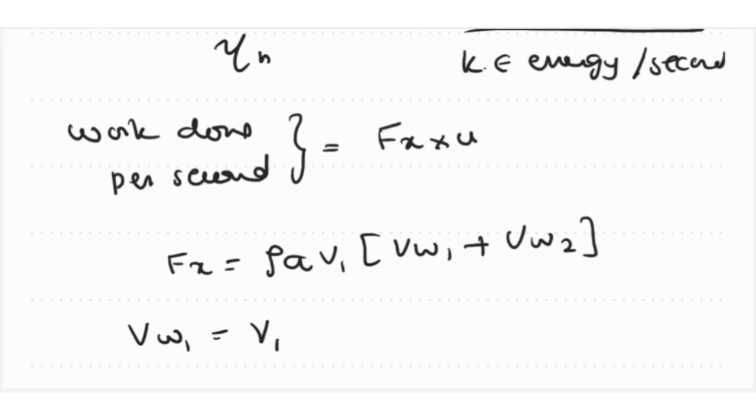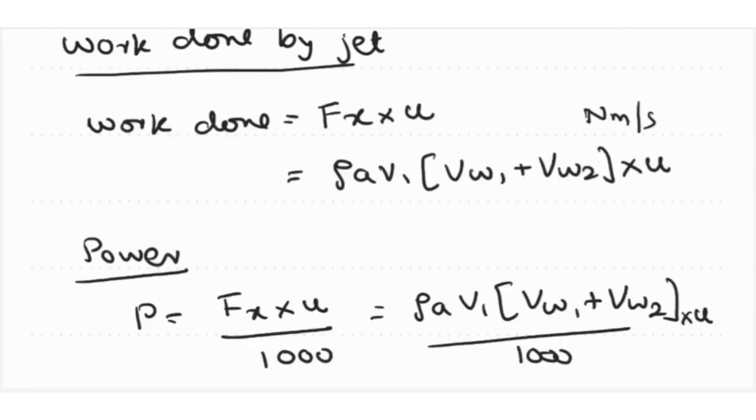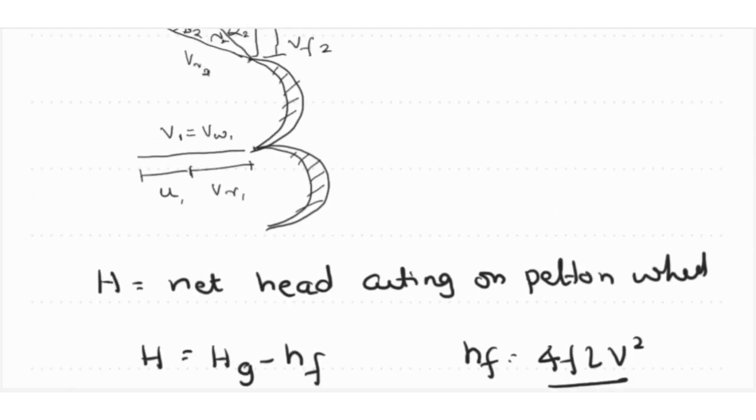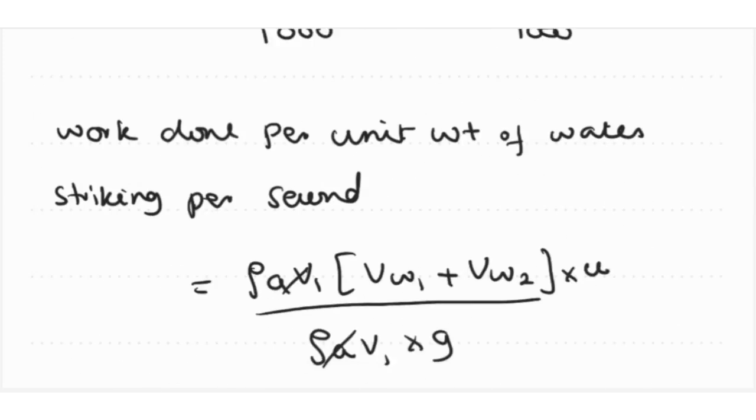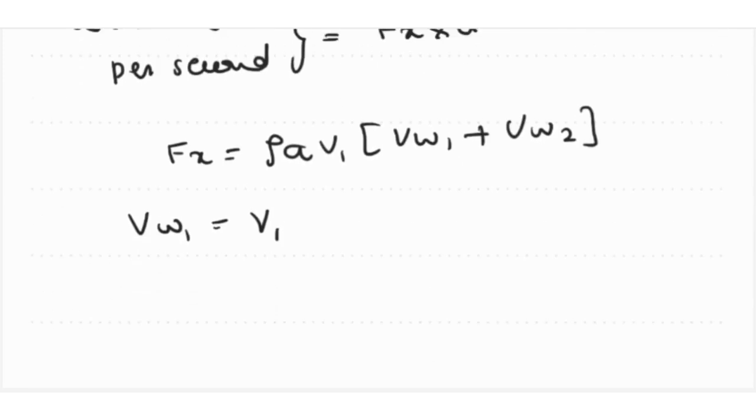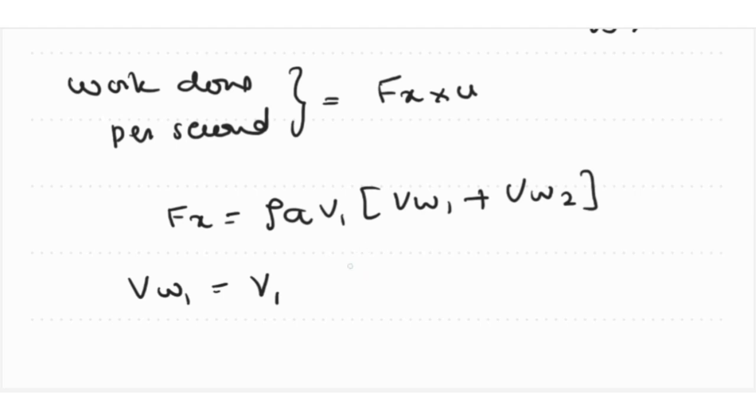VW2 is equal to, if you go through the velocity triangle at the outlet, we need VW2. If you apply cos beta 2 to this triangle, you can get it. So VW2 is equal to VR2 cos beta 2 minus U2. So we have to substitute here.